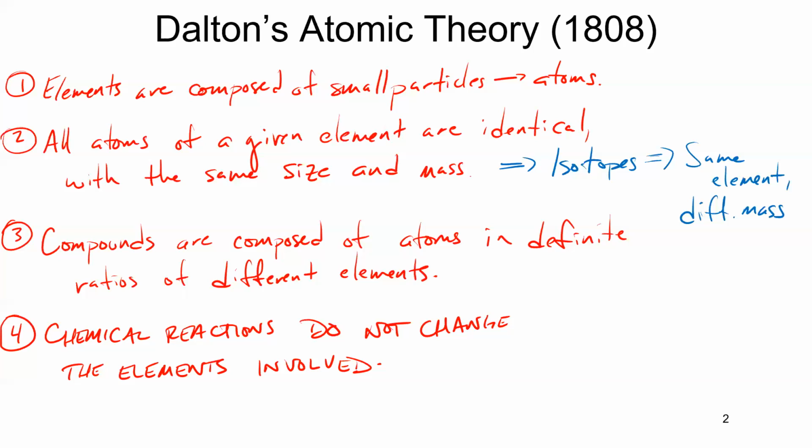Most of them hold fairly true to this day, 200 years later, even with all the advances that we've made in chemistry. The only real change being the fact that all atoms of a single element are not necessarily identical. The other minor change that we've made since then is that, even though elements are composed of these small things called atoms, Dalton thought that atoms were the smallest piece of matter. We know now that atoms are broken down into subatomic particles, but Dalton didn't know that.